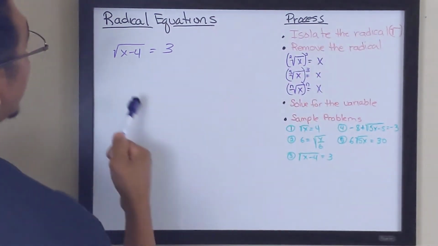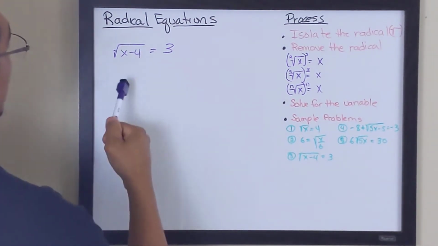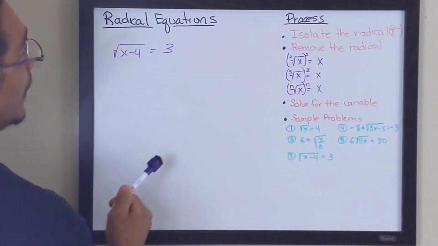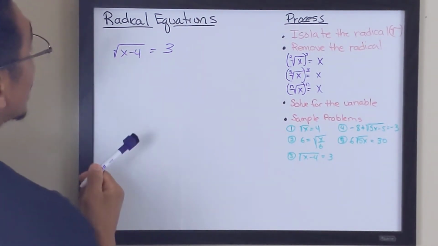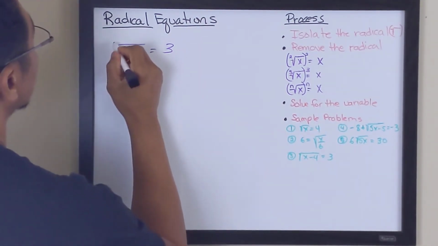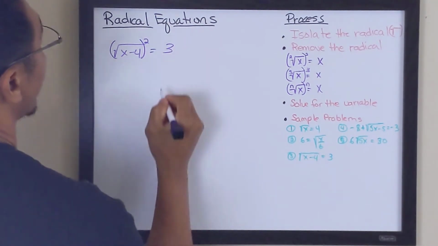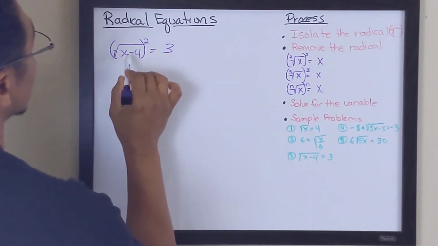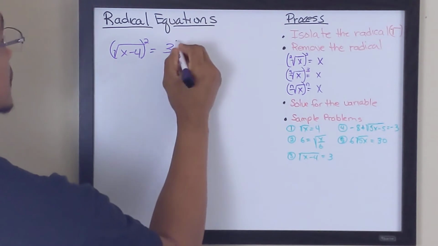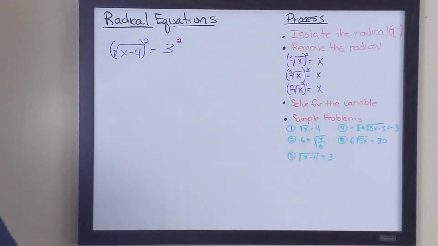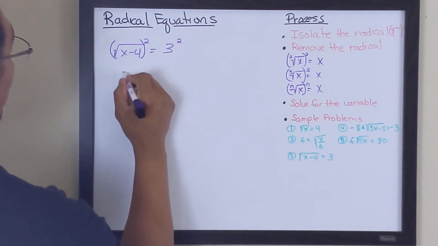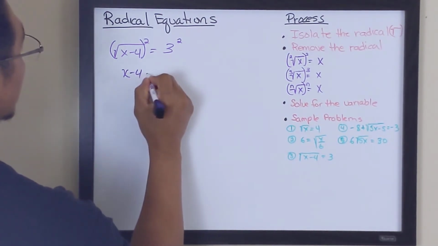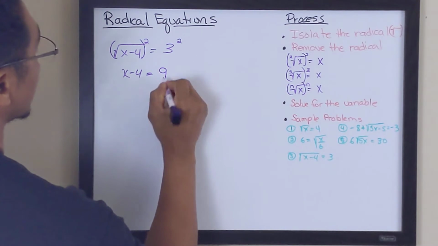We're going to have to isolate the radical, which is already isolated on one side of the equation. And then we're going to have to remove the radical. To remove this radical, which is just the square root, I would just raise this to the second power. But whatever I do on this side of the equation, I have to do on this side of the equation. So I'm going to have to raise that 3 to the second power. What I'm left with on the left-hand side is x minus 4, and on the right-hand side, I'm left with 9.